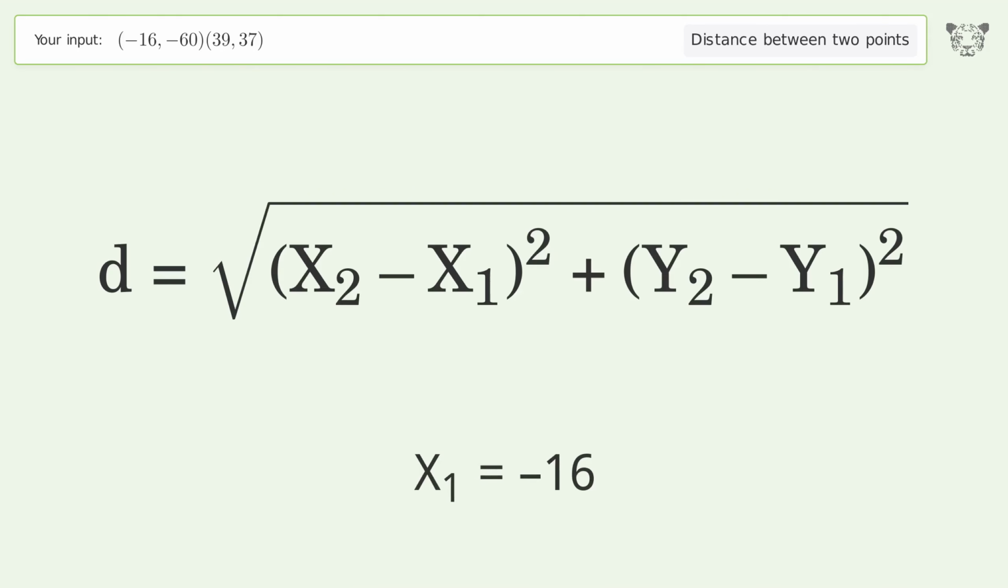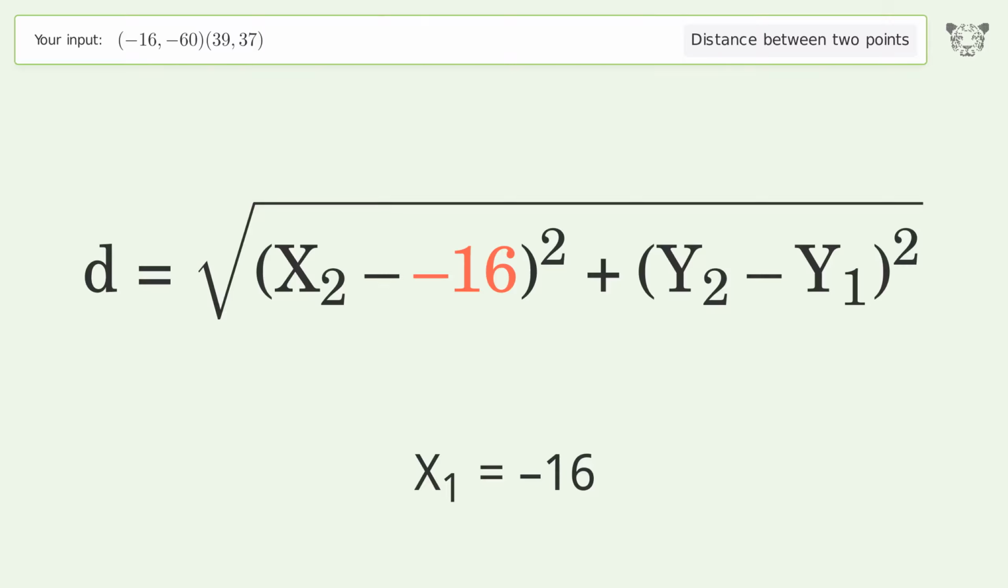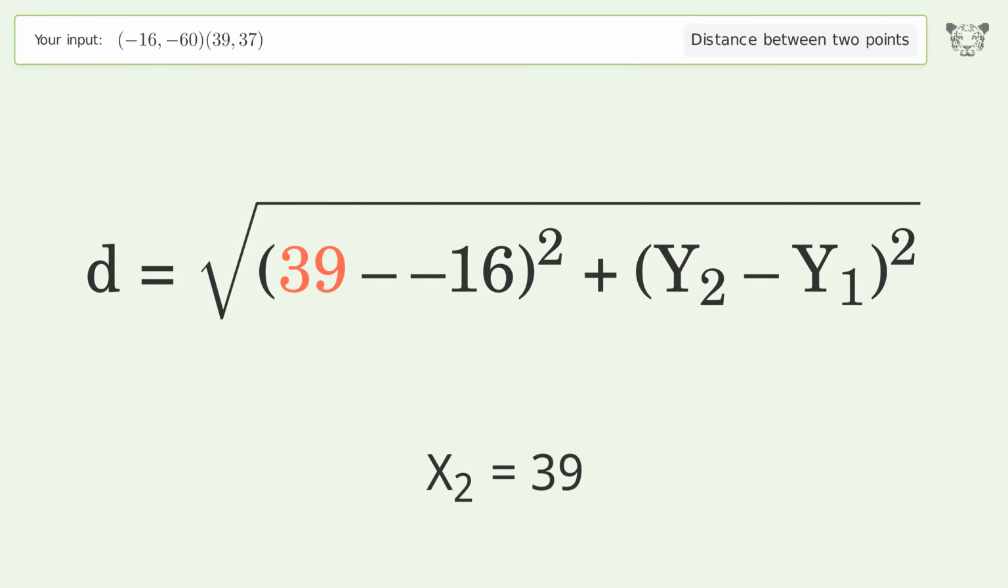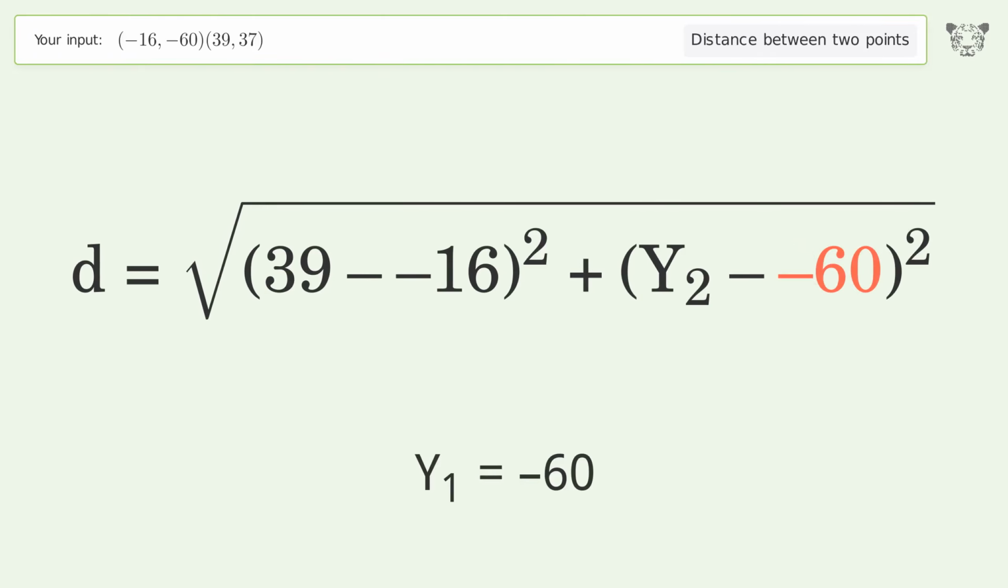x1 equals -16. x2 equals 39. y1 equals -60. y2 equals 37.